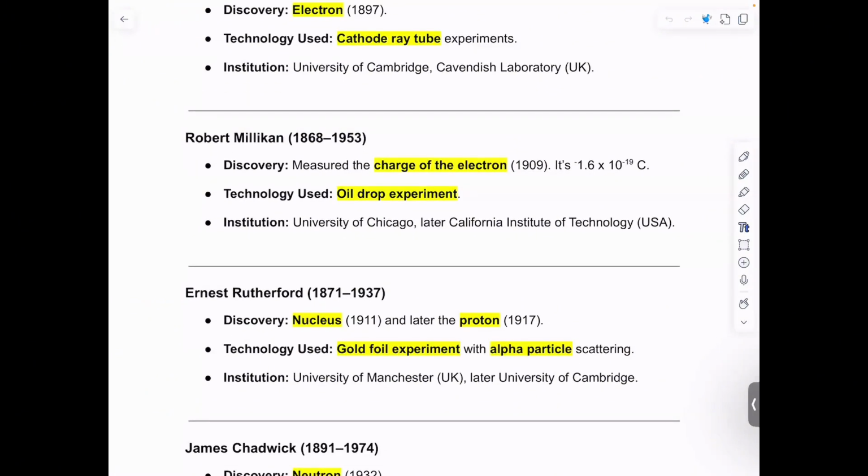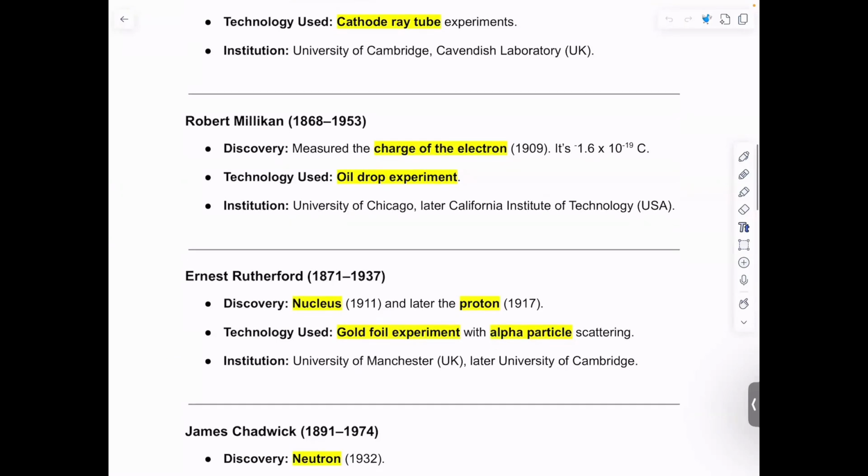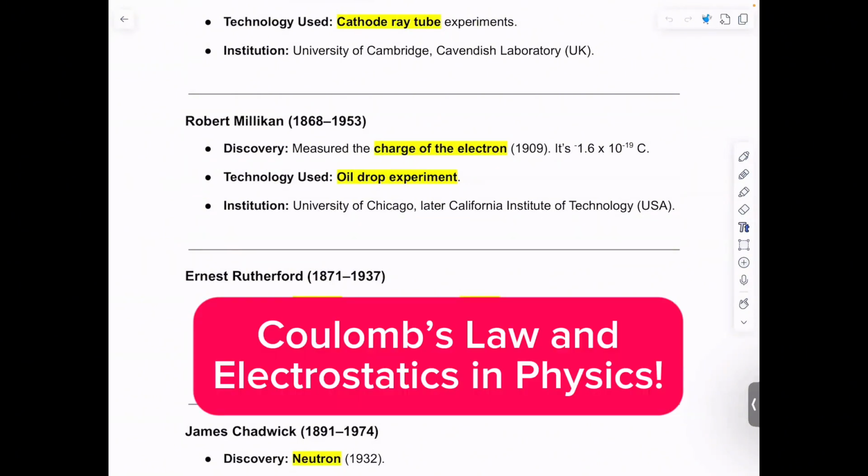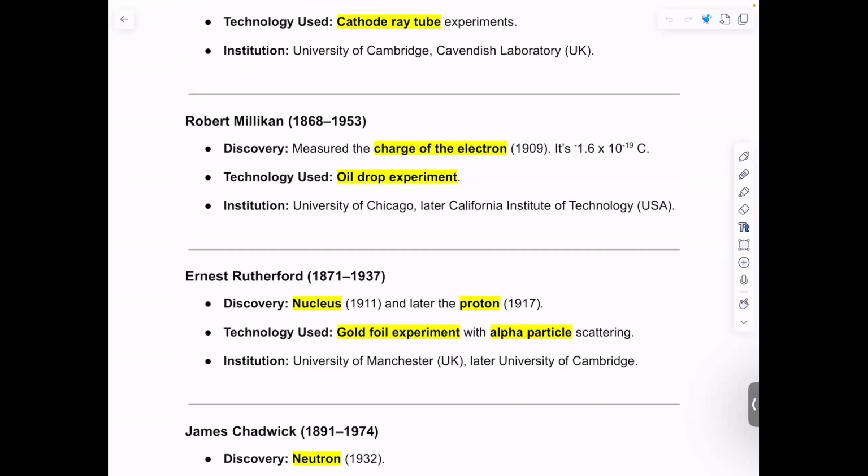Robert Millikan. So he's responsible for determining the charge of an electron. I have it to the right there. It's a negative 1.6 times 10 to the negative 19 coulombs. That's something you'll see in physics as well. He used the oil drop experiment, and he did his research in the good old United States.